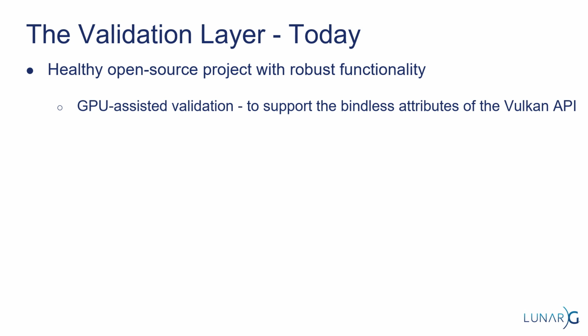So the validation layer today is a healthy open source project, and the functionality is robust. We've been able to add the architecture to the validation layers to do the GPU-assisted validation, again, to validate things that cannot be validated until it's executing on the GPU. And more is going to be moving into the GPU due to the bindless nature of the Vulkan API and things I see coming in the pipeline.